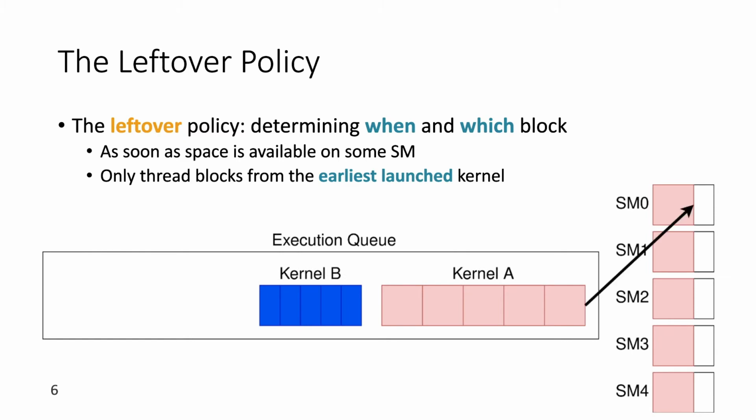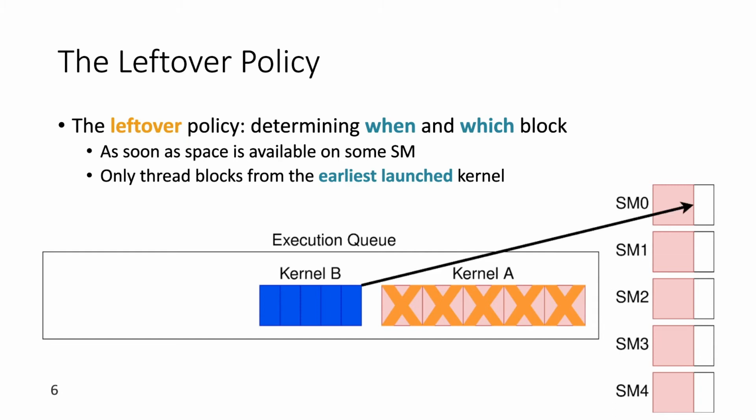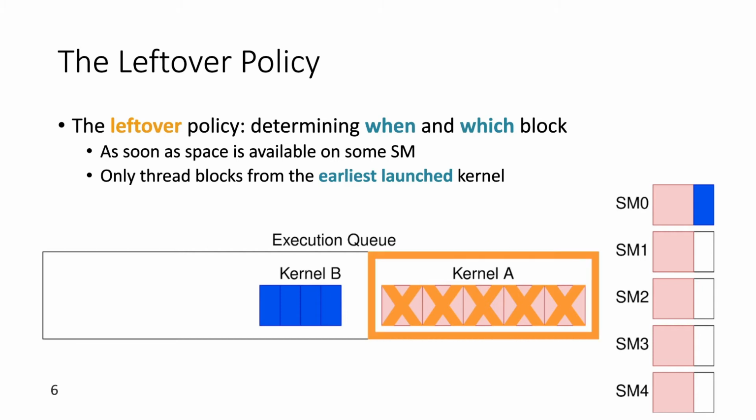However, when placing the 6th block, there is not enough space, and since these thread blocks require the same amount of resources, we can't schedule any more blocks from kernel A. We might then look at kernel B, and there is enough room for blocks from kernel B, but there are still blocks of kernel A ahead of it in the execution queue that can't be scheduled yet. Kernel B has to wait for all 5 of those kernel A blocks to be scheduled first, according to the leftover policy. However, this does not answer the question of which SM the selected block will be placed on.